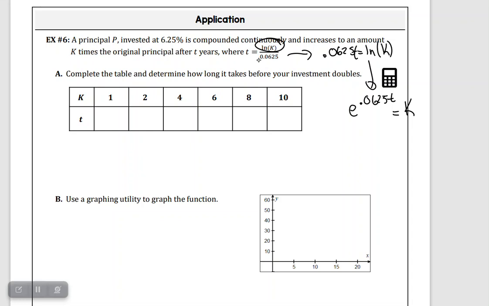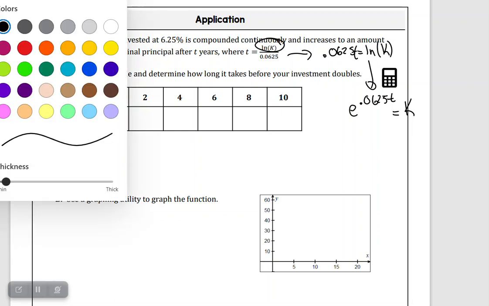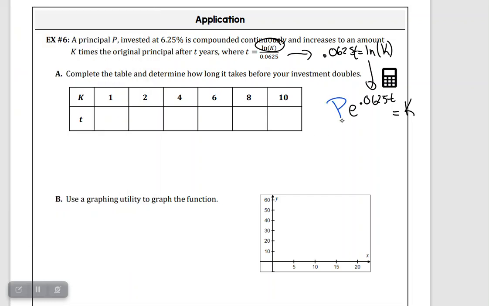And here's the thing I want us to think about. If I rearrange this, okay, what we have is I would multiply by 0.0625. So 0.0625t equals ln of k. ln is log base e, so it would be e to this over here equals k. That's what we're really looking at, right? And then that should look familiar, because usually then what happens is we have our starting principal right here, whatever we kind of enter in.